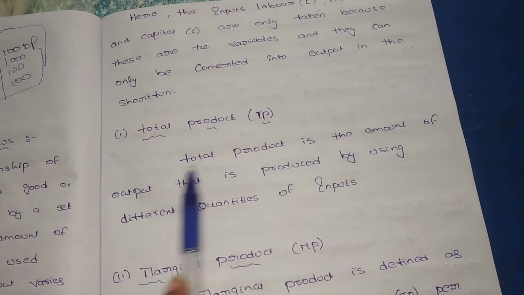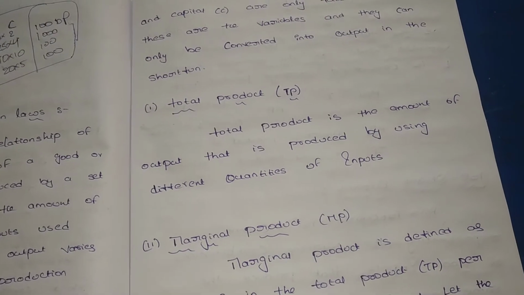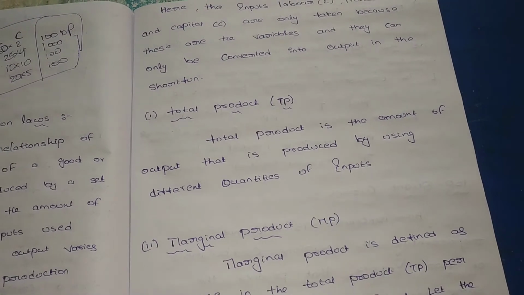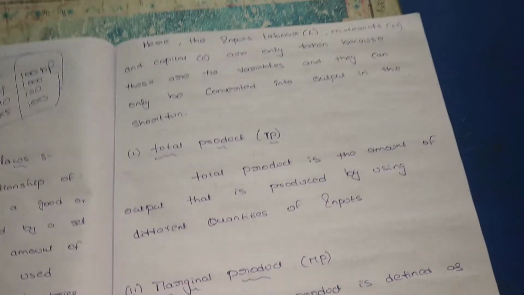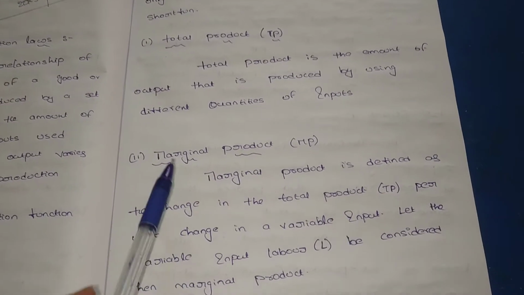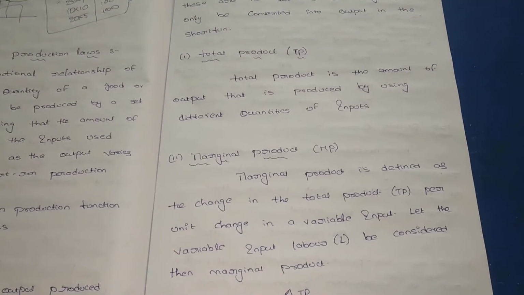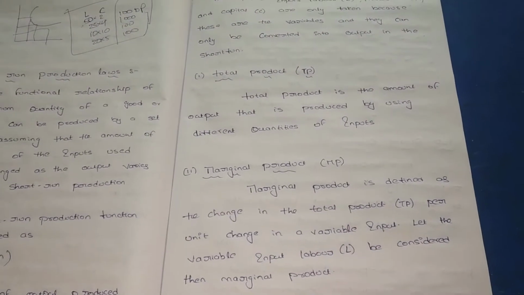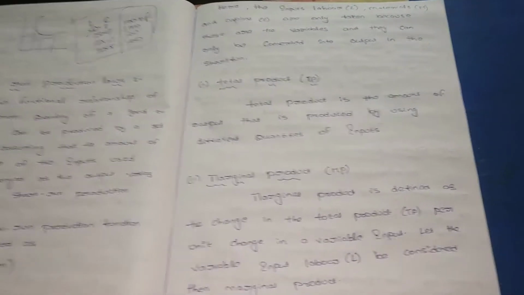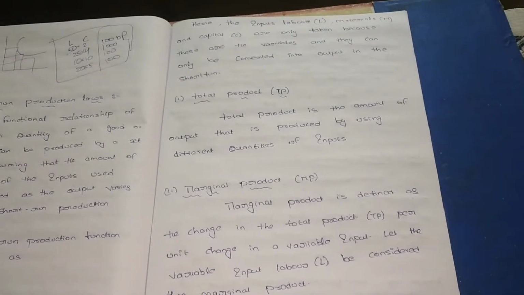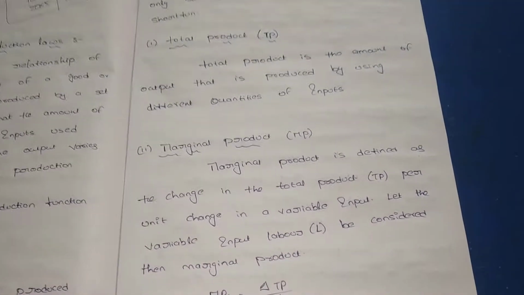Total product is the amount of output that is produced by using different quantities of inputs. What are the inputs we are using here? Labor, capital and materials. By using these inputs we are producing an output, and the total output is the total product. In other words, it is the total output resulting from the combination of all factors of production. Here, the factors of production are labor, capital and materials. By the combination of all these factors, we are producing one output. That total output is the total product.